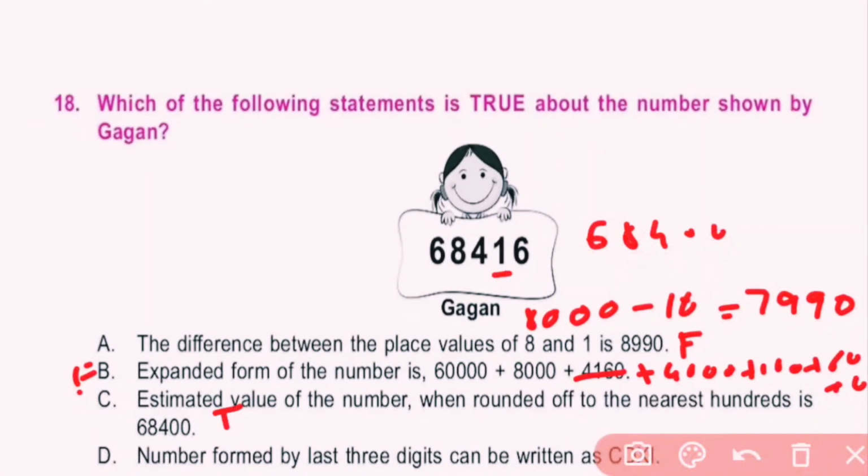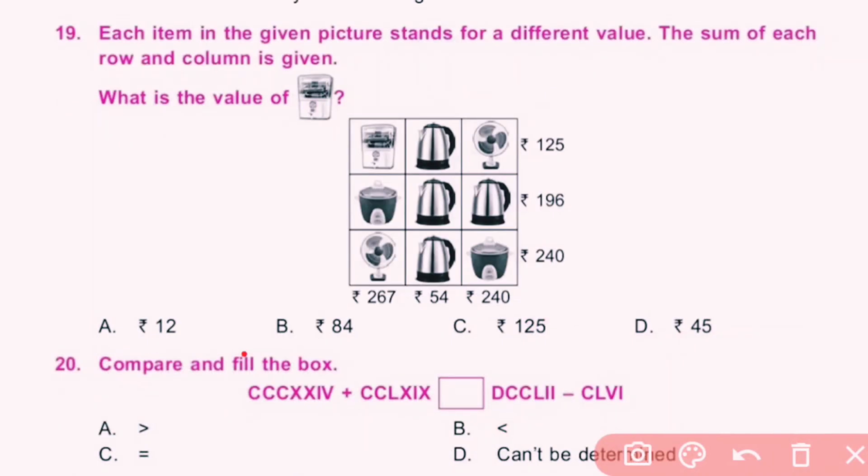68400. True statement. Option D, the number formed by the last 3 digits can be written as CDXI. It is written as CDXVI. So it is also a false statement. Only statement C is correct. C is the right answer.